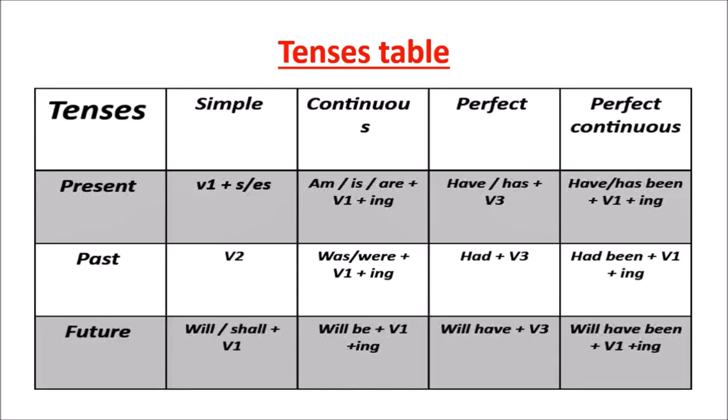So this whole table comprises the 12 tenses and their structure or formula. Understand? If you learn this tabular column thoroughly, you can do the tenses very easily. Okay? Yes.